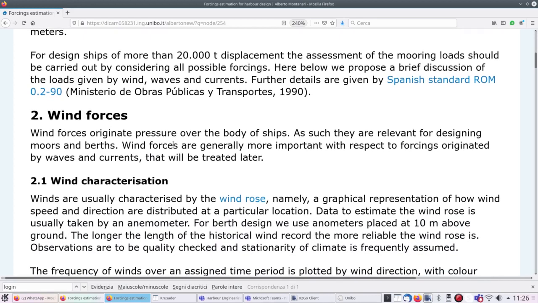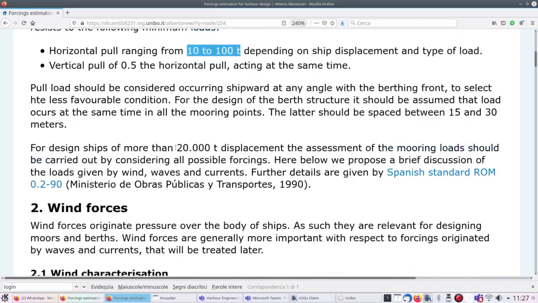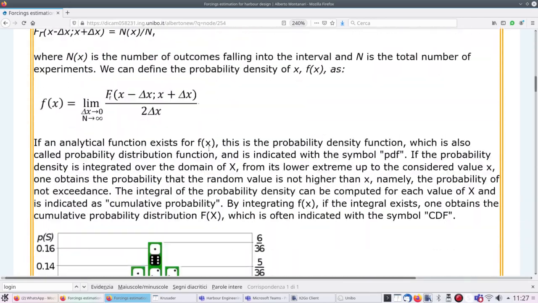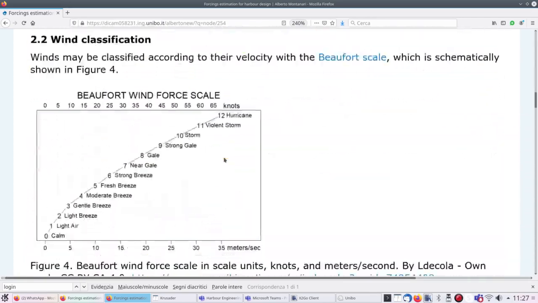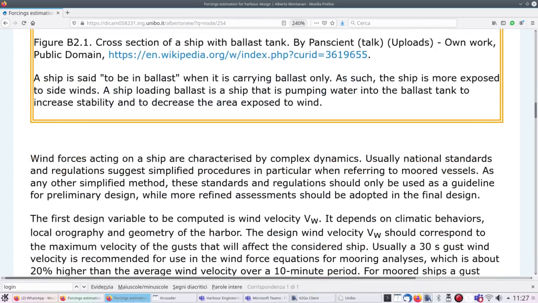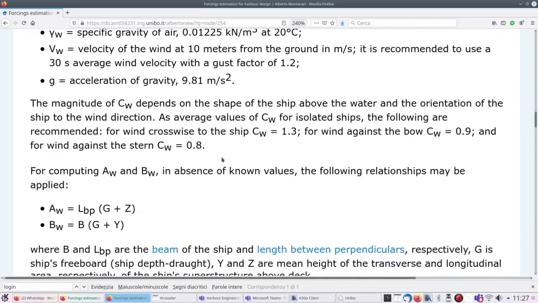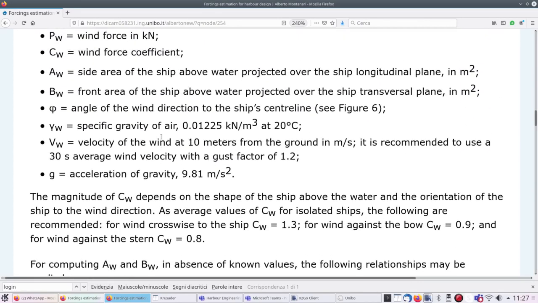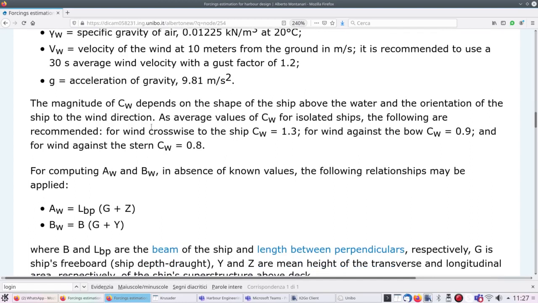Now, another addition that I did is interesting, I think. It's just 1 second, I'm going down to wind forcing. Here I gave these rules of thumb for computing the area, side area, and front area.